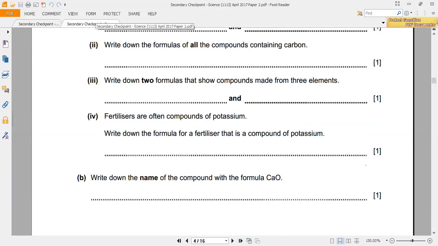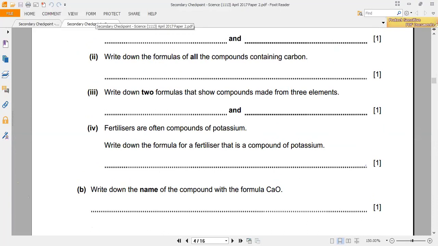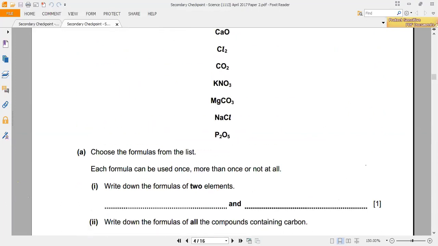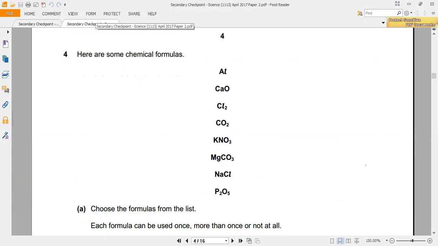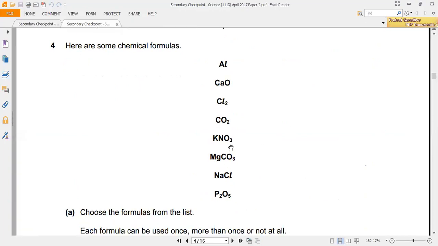Here, IV. Fertilizers are often compounds of potassium. Write down the formula for a fertilizer that is a compound of potassium. Of course, the compound of potassium here is KNO3. KNO3. Okay.